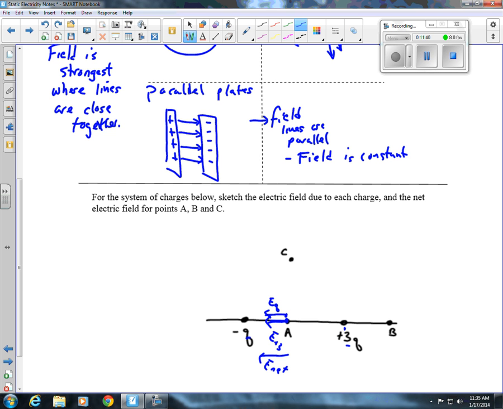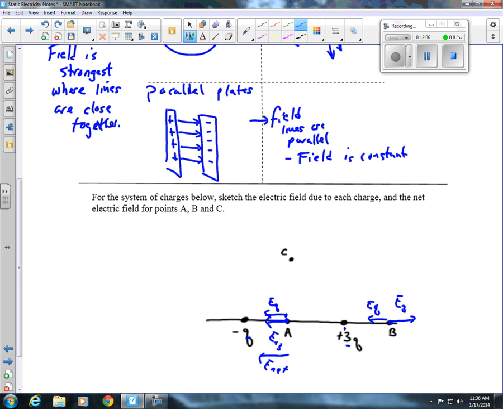Okay? Now, at point B, this one right here, the +3, I point away from positive. So I imagine at point B, and I point away from the positive. So that's going to be E due to the 3. Now, if I'm at B, and I look at the negative over here, I'm going to go toward the negative. The electric field is pointing towards negative. So E for the Q is going to be that way.